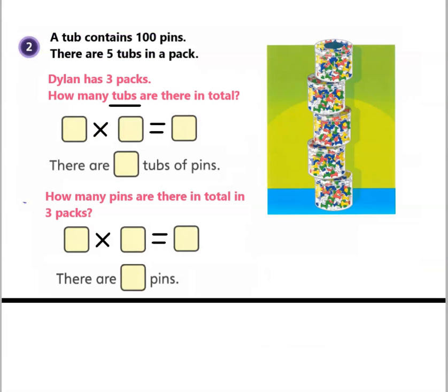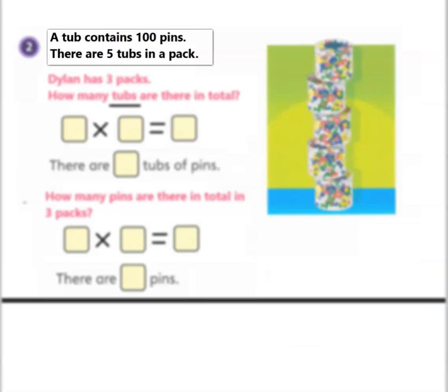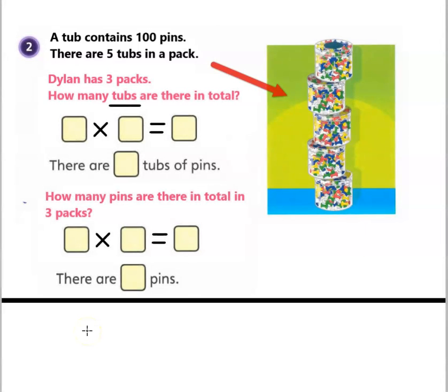Okay, here's another one for you to have a go. A tub contains 100 pens. There are 5 tubs in a pack. You can see that represented over here. Dylan has 3 packs. How many tubs are there in total? Well, we can imagine that these are in multi-packs. So we've got 1, 2, 3, 4, 5. There are 5 tubs in each multi-pack. So 5 times 3, because he's got 3 multi-packs, is 15. Altogether, there are 15 tubs of pens.